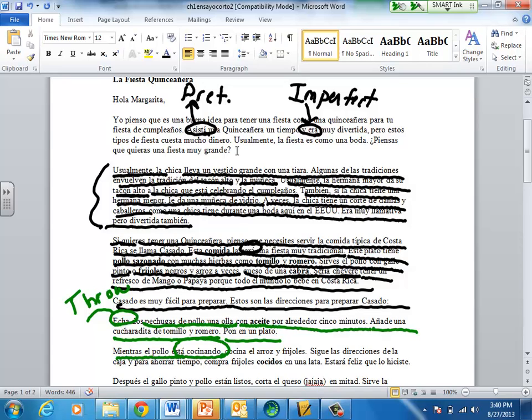while the chicken is cooking, right here I'm using the present progressive tense. Okay, so remember we formed that by using estoy, estás, está, estamos and están, plus -ando or -iendo. And I'm cooking the rice and frijoles, or the rice and beans. Follow the directions from the box.